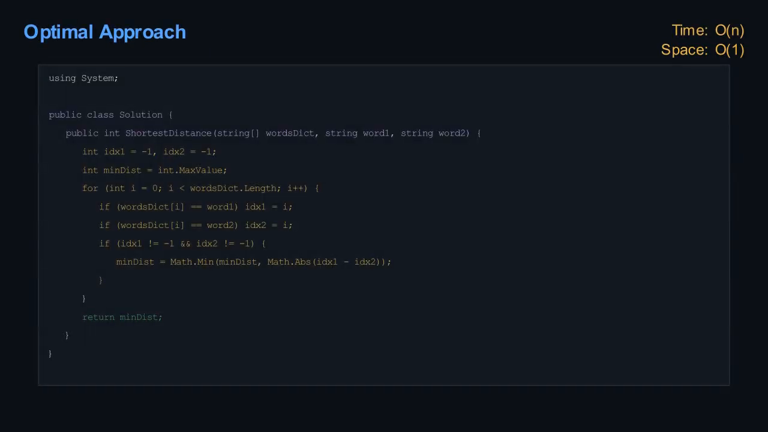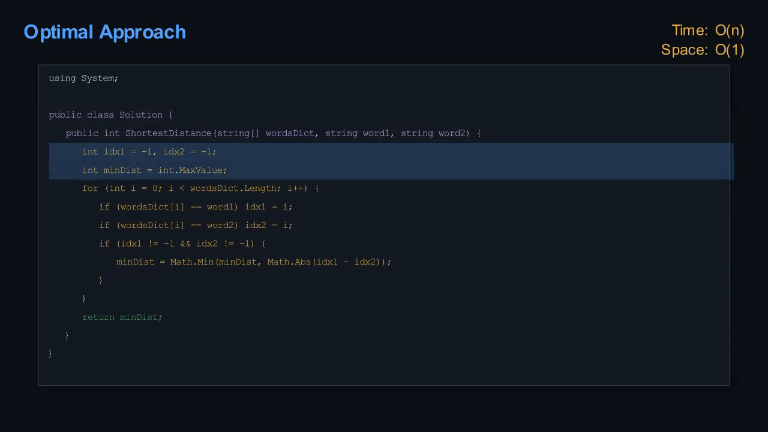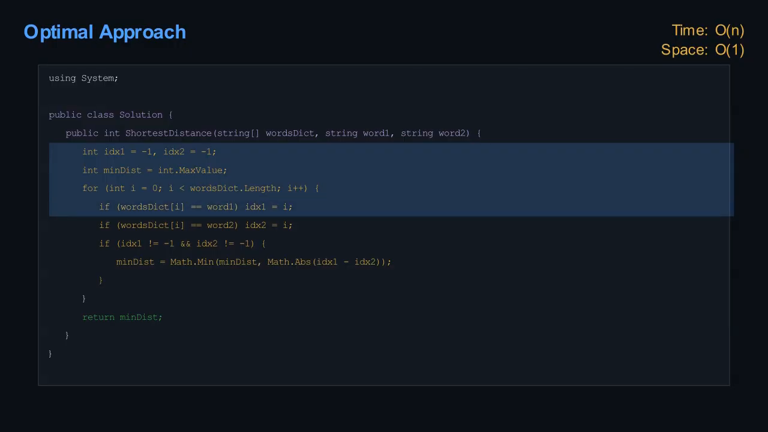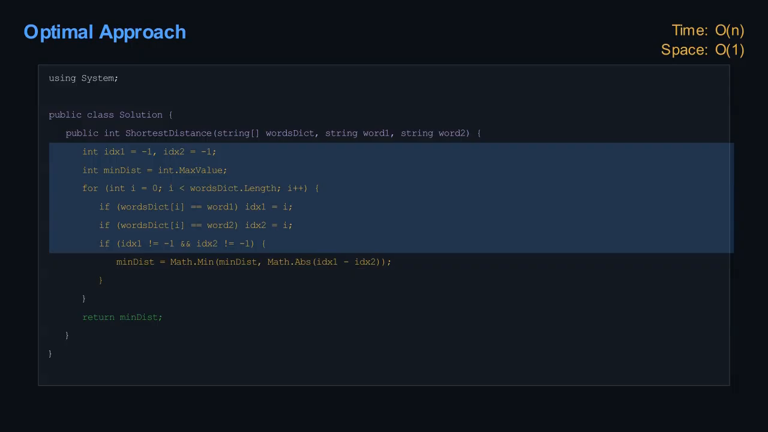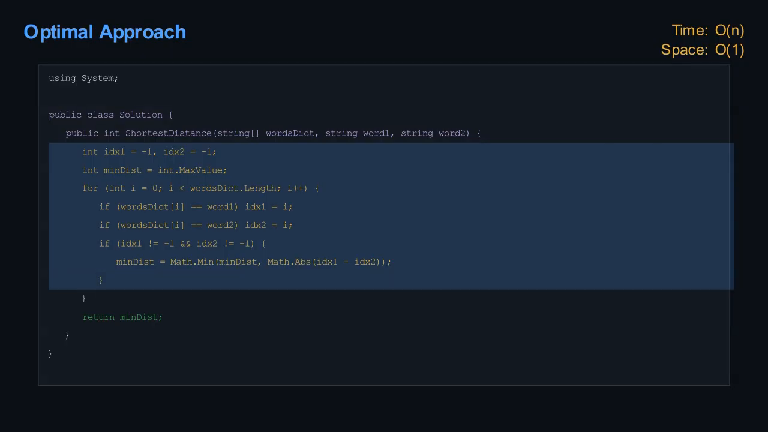The key insight is that we only care about the most recent positions of our two words as we move forward. We start by initializing two index trackers to -1 and a minimum distance variable to the largest possible integer. As we iterate through the list once, we update the first tracker whenever we hit the first word and the second tracker whenever we hit the second word. Every time we update either one, if both trackers are no longer negative, we calculate the current distance and update our minimum if this new gap is smaller than what we've seen so far.